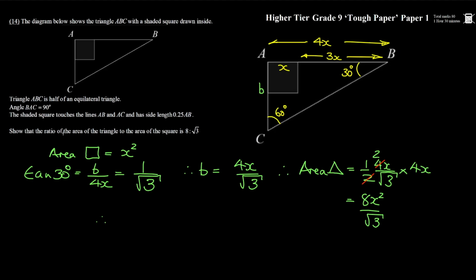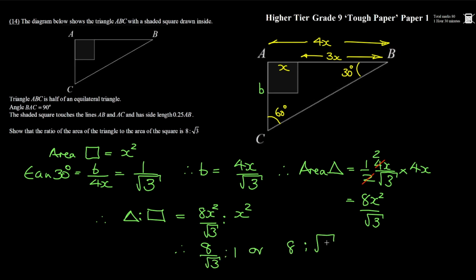So therefore, the ratio of the triangle to the square is equal to 8x squared over the root of 3 to x squared. So we can remove the x squareds and we can say this is 8 over root 3 to 1, or 8 to the square root of 3. And that's your answer.